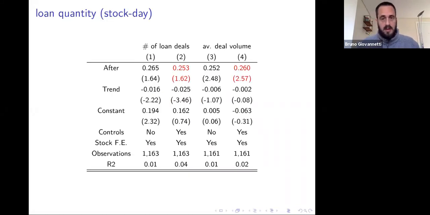And then it seems to have increased in March compared to February, controlled for the trend, controlled for these stock-specific variables. Here is stock fixed effect. So here it's not a deal level variable anymore. This is not a deal level regression. Now we are talking about the loan quantity within a stock day. So it's a stock day panel. So we cannot use here investor fixed effect. So we have here stock fixed effects and some controls. And it seems that March compared to February, controlled for this stuff, loan quantity was 0.25 standard deviations higher.